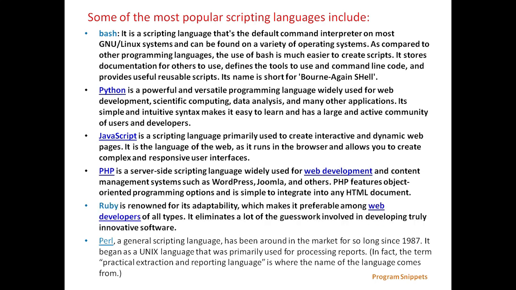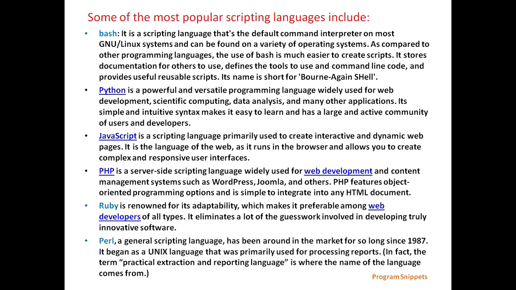Ruby, well known for its adaptability, which makes it preferable among web developers of all types. It eliminates a lot of the guesswork involved in developing truly innovative software. Perl. It is a general scripting language which has been around in the market since 1987. It began as a Linux language that is primarily used for processing reports.